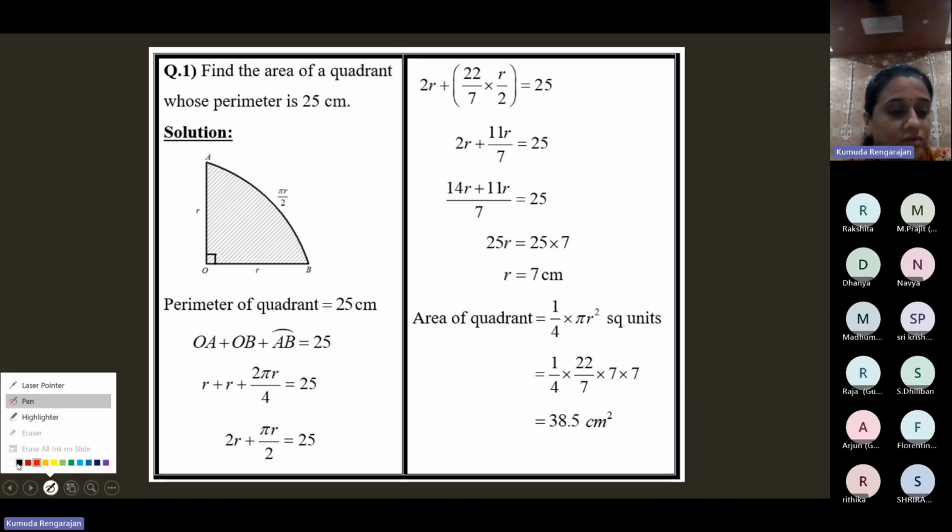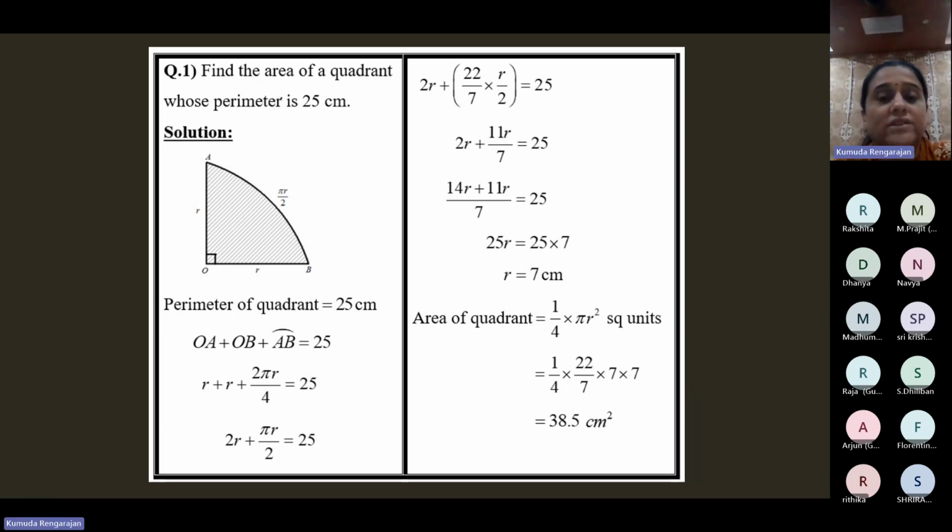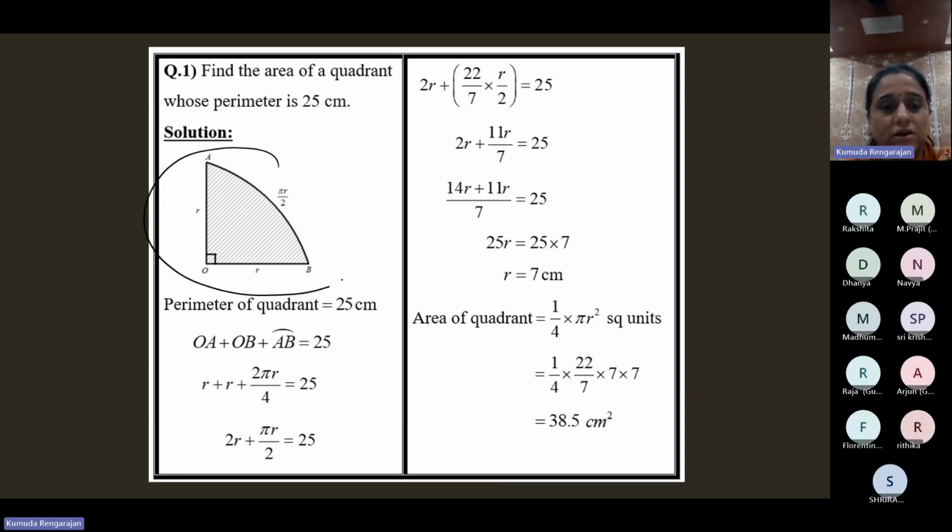So in the first question, find the area of a quadrant whose perimeter is 25 centimeters. Find the area given the perimeter of a quadrant. You can see the figure here. A quadrant is a sector whose sector angle is 90 degrees.